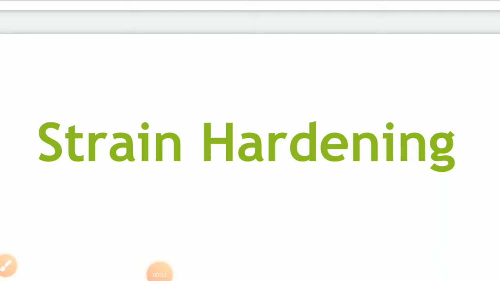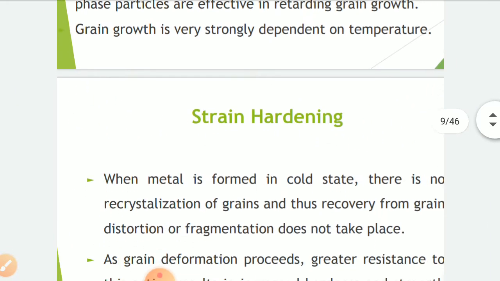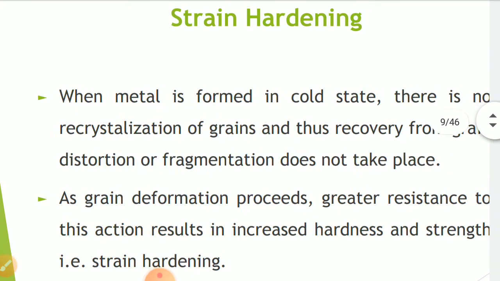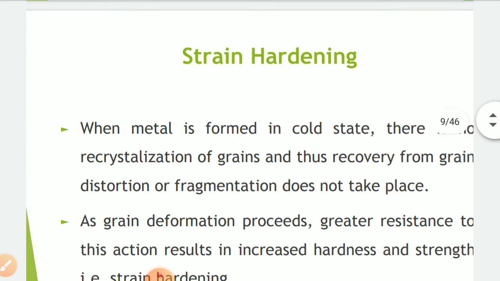Dear students, welcome back. In the last lecture we covered up to strain hardening. So now let's start from strain hardening. What is strain hardening? As you might have studied in strength of materials, as you elongate or work on any workpiece, if you do the forming, it will get harder and harder. That is known as strain hardening.